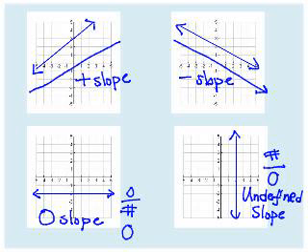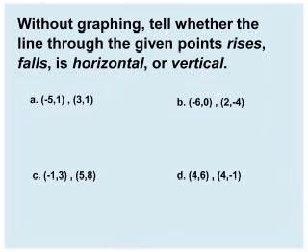And there is an i right in there, you just can't see it. So that last one is an undefined slope. On these next examples, I want you to calculate the slope and tell me whether they rise, fall, or if they're horizontal or vertical. So you would calculate that using the formula.